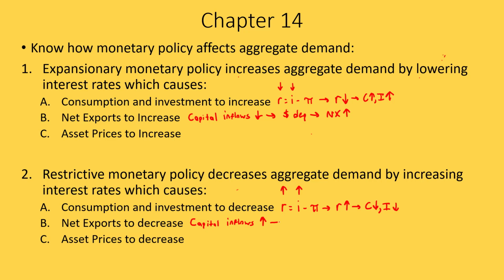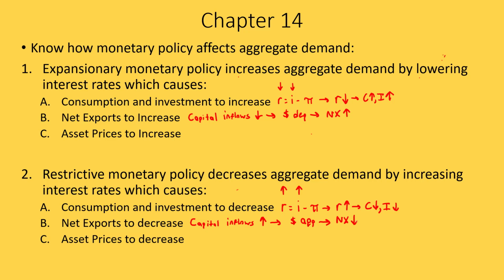And when capital inflows increase, that's going to cause the dollar to appreciate, which is good if you're buying goods from other countries, but not good if you're trying to sell goods to other countries. And so that's going to cause net exports to go down, as now Americans are going to find foreign goods relatively cheaper, so they're going to buy more goods from other countries, so imports are going to go up. But people in other countries are going to find American goods more expensive, so they're going to buy fewer goods from the United States, making exports go down. So net exports are going to go down.